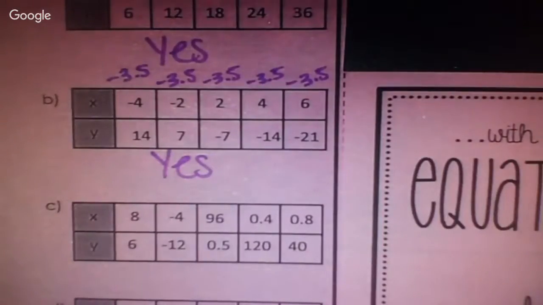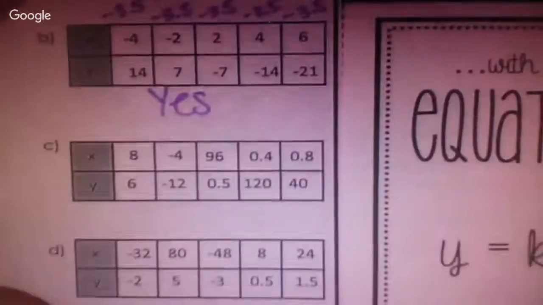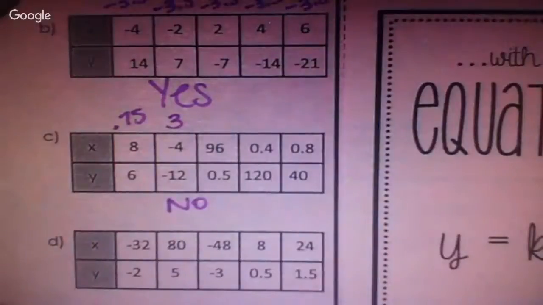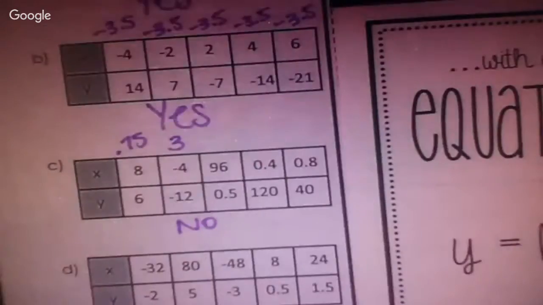Are we ready? Yep. What is C? Okay. So you should have started off with 0.75, and then this one was 3. Oh, I get that now. I got 1.3 because you did 8 divided by 6 instead of Y divided by X. You said 6 divided by 8. Okay.